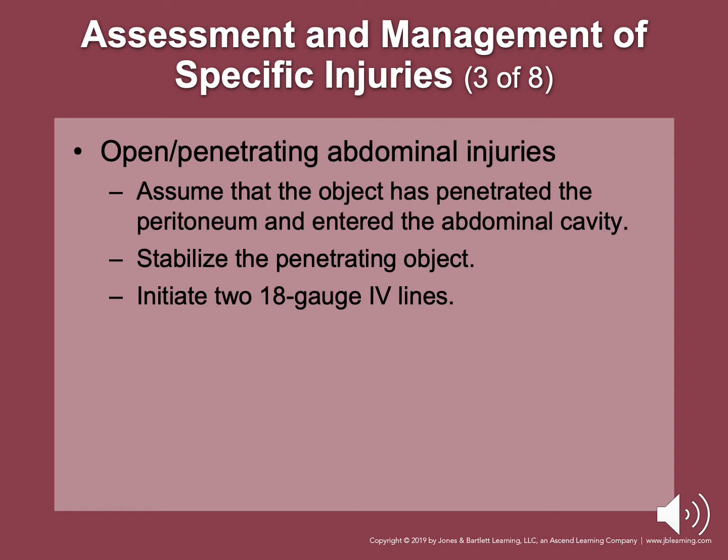Open penetrating abdominal injuries: assume the object has penetrated the peritoneum and entered the abdominal cavity. Stabilize the patient and initiate two large bore IV lines, preferably 18 gauge or larger. The increase in blood pressure can cause internal bleeding, so fluid should be given in a volume to maintain perfusion, and that's usually around 90 systolic.